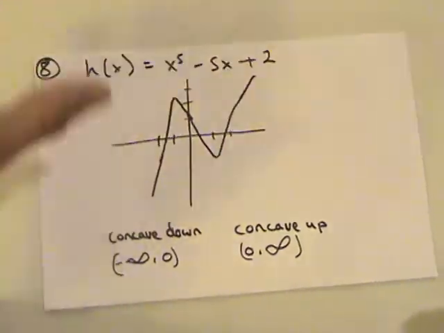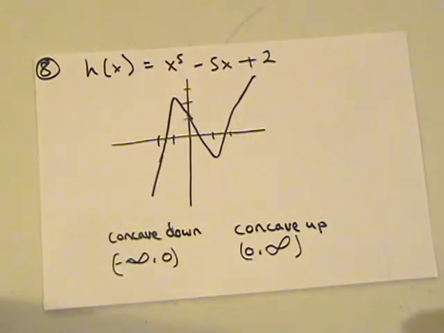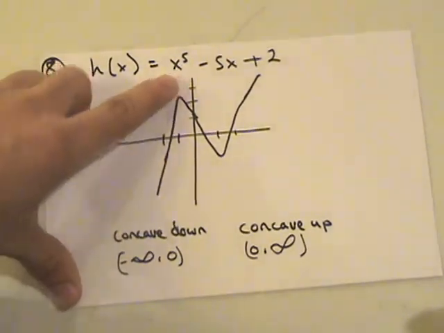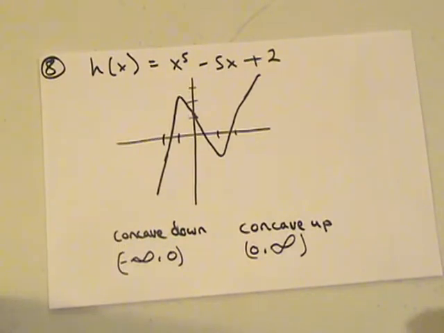Okay. Number 8 is also similar. I didn't show the graph, but I just graphed it because I want you to understand what we're looking for when we want concave up and concave down.